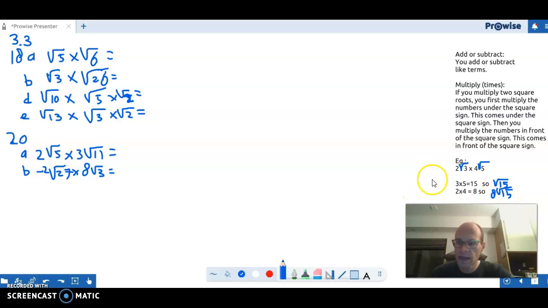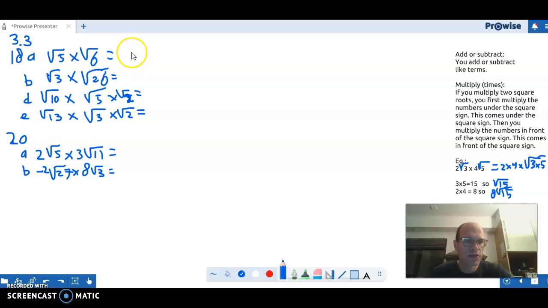You could also write it slightly different. That's what the book uses. What they do, they simply say, okay, this is equal to 2 multiplied by 4 multiplied by square root of 3 multiplied by 5. And you get the same. 2 multiplied by 4 is 8. 3 multiplied by 5 is 15. So this is in front of the square root sign, and this is under the square root sign. Okay. I'm going to show you a couple of examples how to do it.